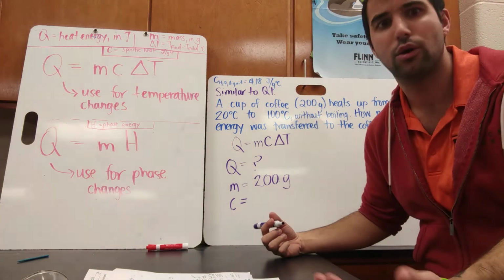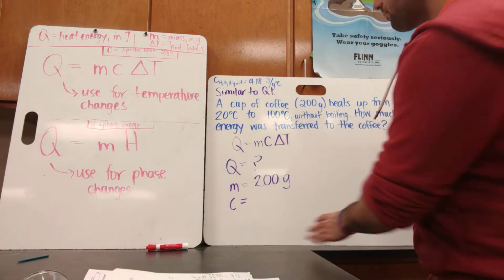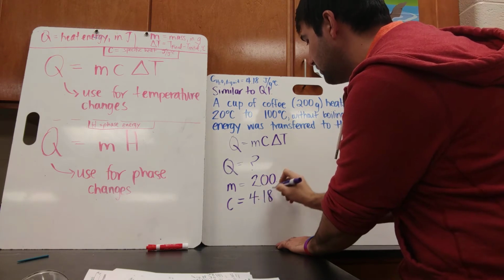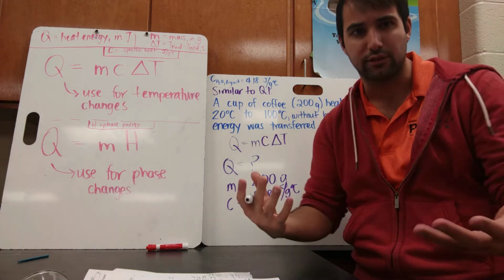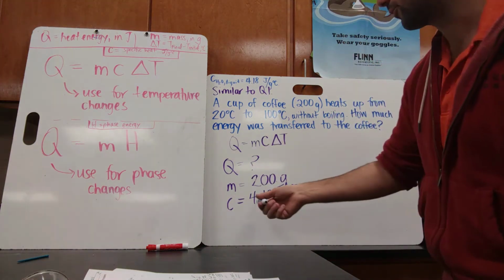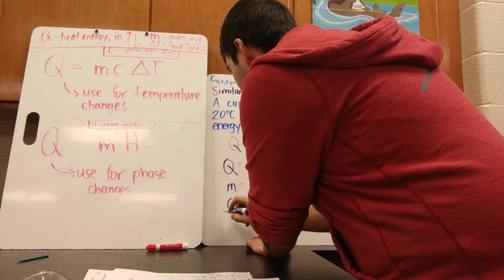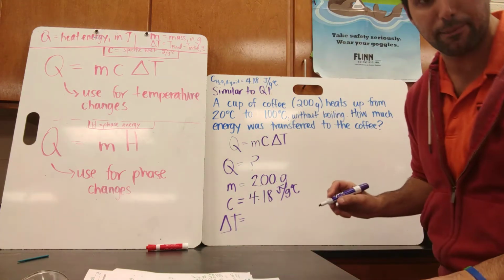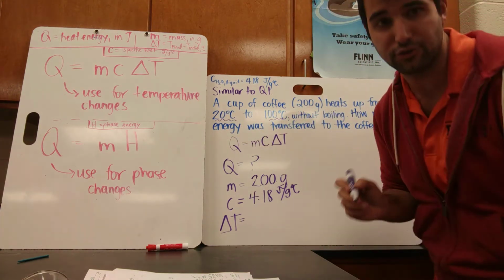Coffee is mostly water. So I'm going to use the specific heat capacity of liquid water. The specific heat capacity of water is 4.18 joules per gram degree Celsius. And we all know that coffee is mostly liquid water with just other stuff in there. So my specific heat capacity is 4.18 joules per gram degree Celsius. And then delta T is the other part of this, my change in temperature. And it says I'm going from 20 degrees Celsius to 100 degrees Celsius.